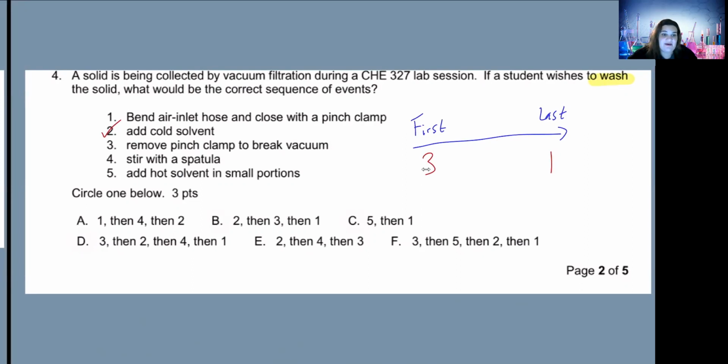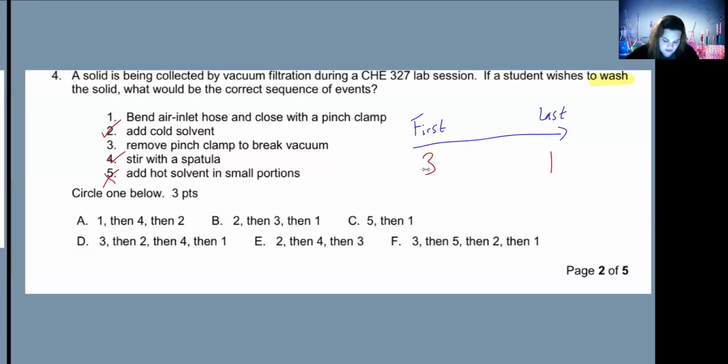4, stir with a spatula. I like that one. Don't know where it goes, but I want to use it. And 5, add hot solvent in small portions. That's a bad one. Remember what happens if you use hot solvent and vacuum filtration to wash your crystals? You're just redissolving your crystals, right? You just undid your ice water bath step. So we definitely don't want to use 5.